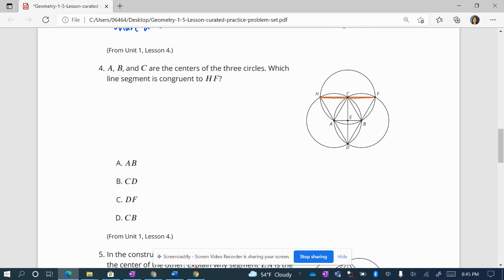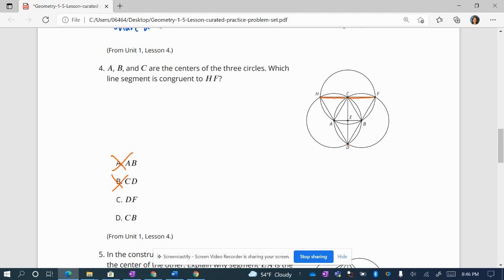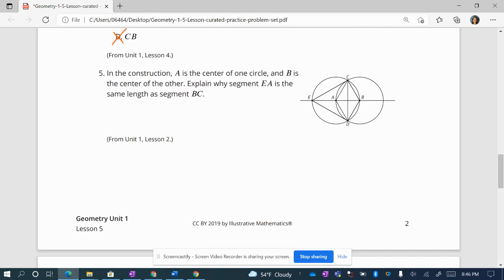So we're looking for line segments that are the length of 2 radii of these circles. First of all, AB looks like just 1 radius. CD looks like 2, but not quite. If you look to the edge of the circle, that's not to the edge of 2 circles. No. How about DF? Oh, hey, radius, radius. Yes. And how about CB? That's the length of 1 radius. It's absolutely not.